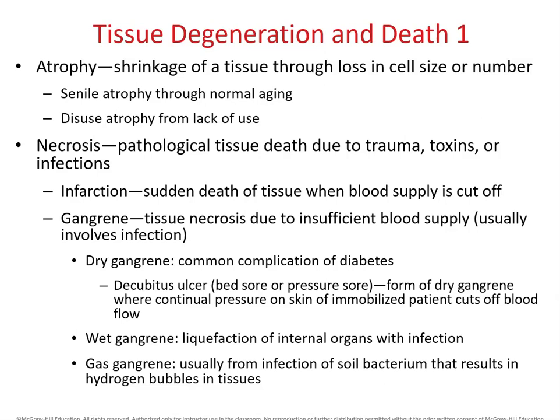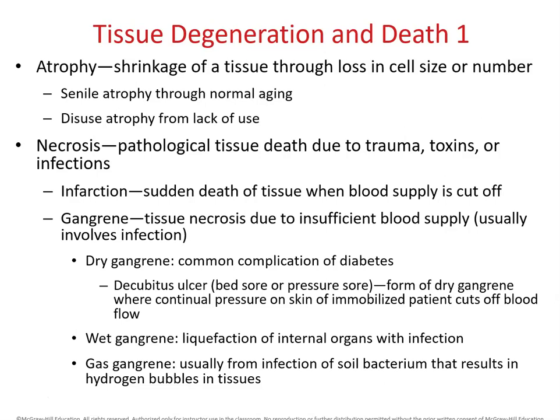Now, necrosis. Necrosis is tissue death, and it can happen for lots of different reasons. If the blood supply is cut off, we can have infarction, and that will cause tissue death. If you've ever seen, for instance, someone who has a tight rubber band or other sort of tight thing around their wrist or their ankle for an extended period of time, that can actually cause cell and tissue death if the hand or the foot doesn't get adequate blood supply.